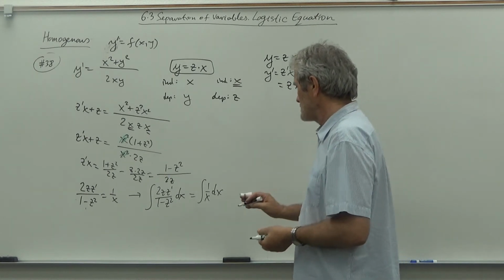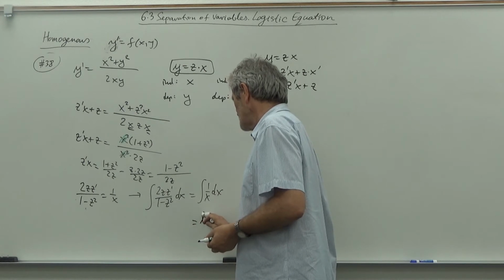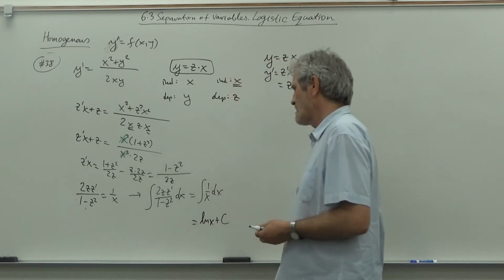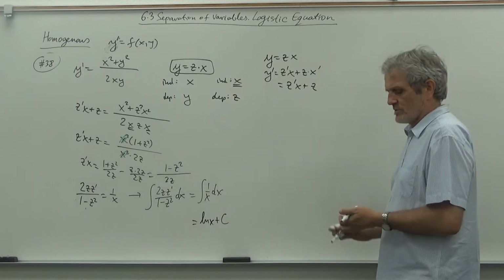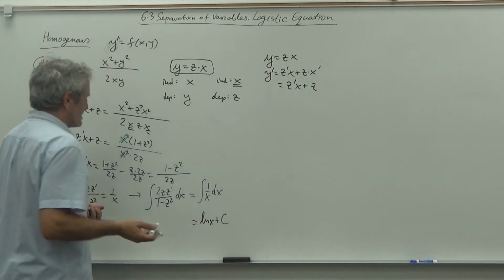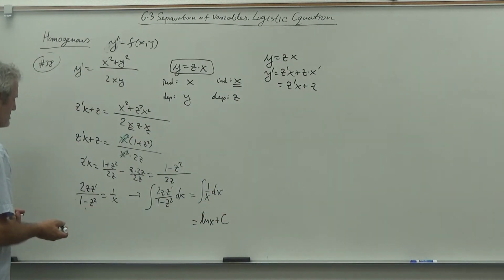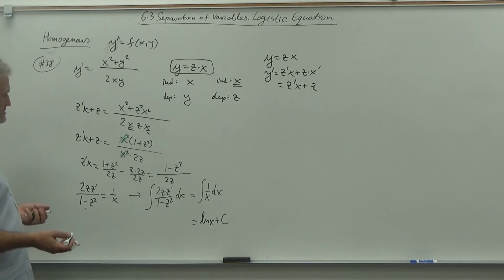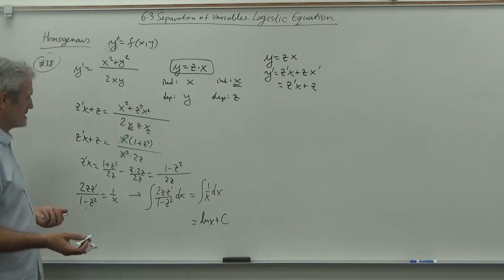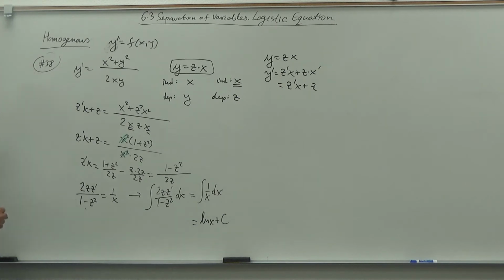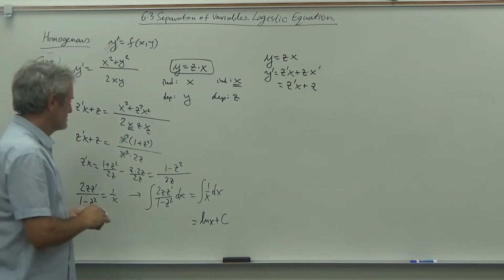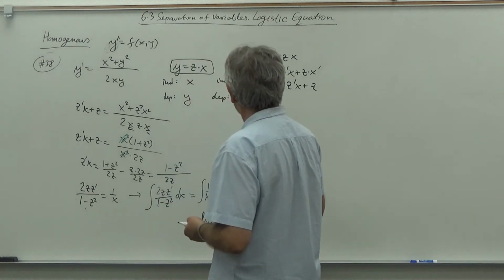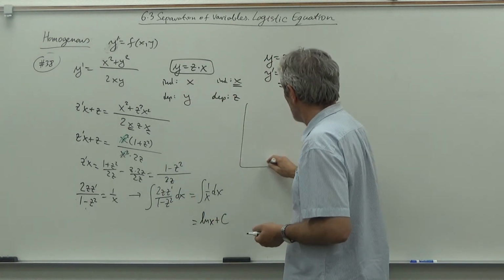Now the left integral is fairly trivial. It's ln x plus c. On the other side, we need some integration by substitution. So what would that be? It might be a good idea to do that integral on the side. I am tempted to do it quickly, but I'm not doing it in the box here.